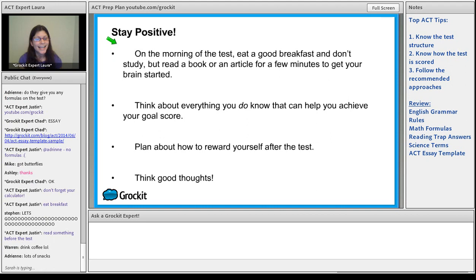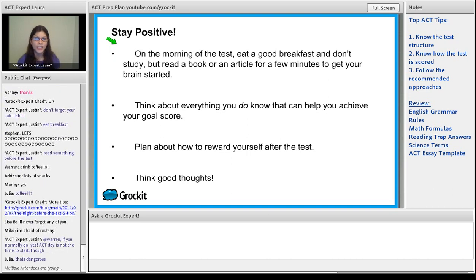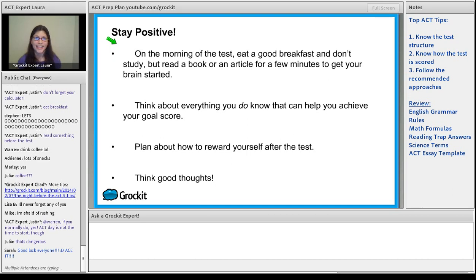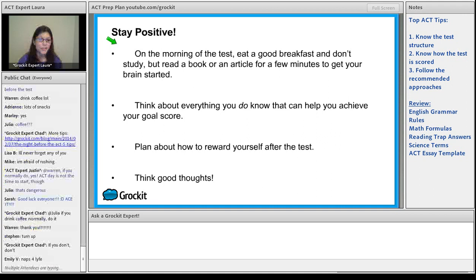And then knowing that you get a reward right away after the test is really helpful. So whether you want to go out to a movie or you want to take a nap, something that's really, really helpful is knowing that you're going to be rewarded right afterwards. And then don't forget to think good thoughts.